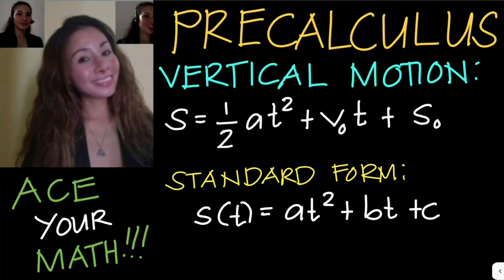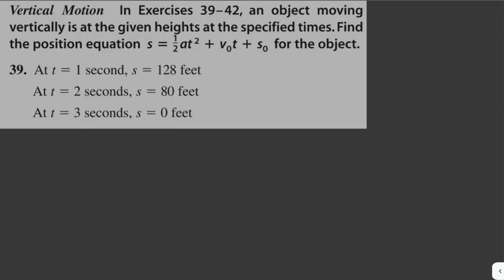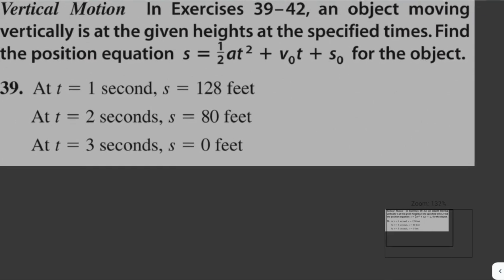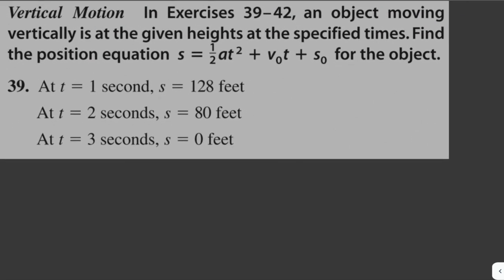In this video, you will learn how to find the position equation of an object for vertical motion. Alright, we're given this problem: an object moving vertically at the given heights at the specified times. Find the position equation s equals 1/2 at squared plus v sub 0 times t plus s sub 0.